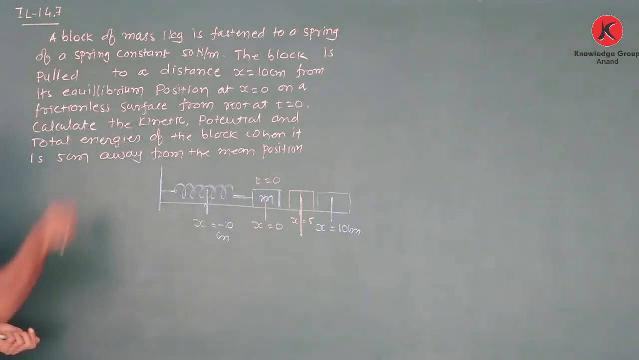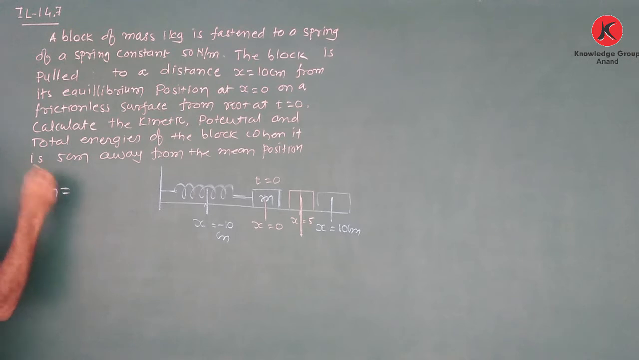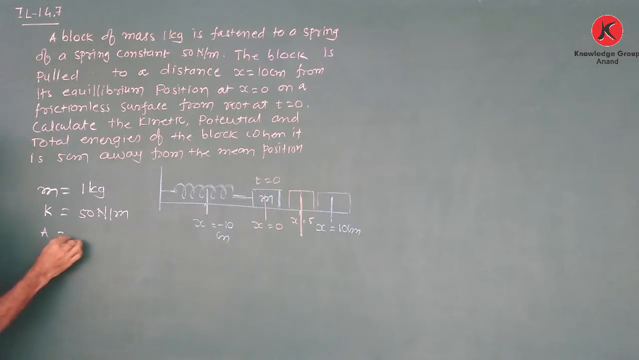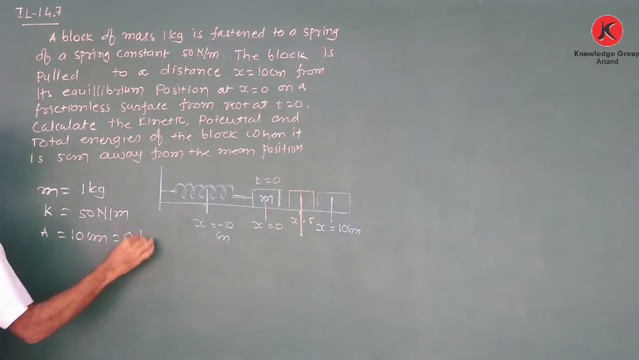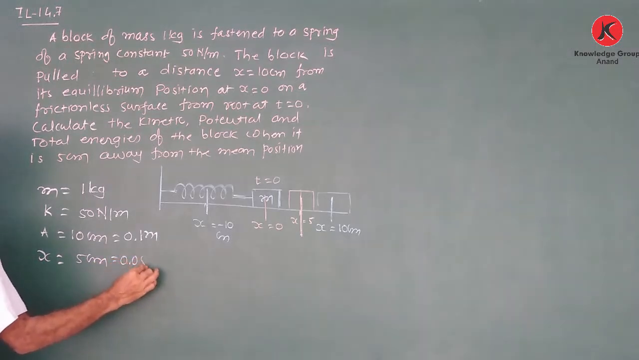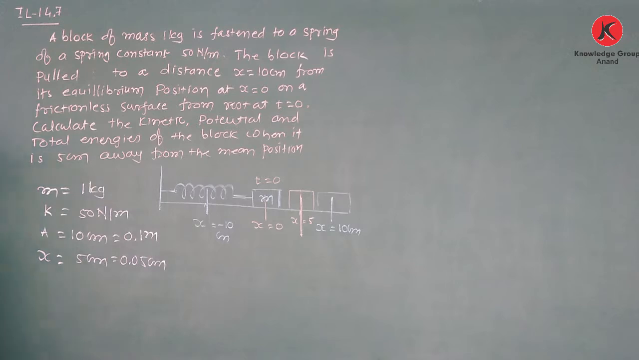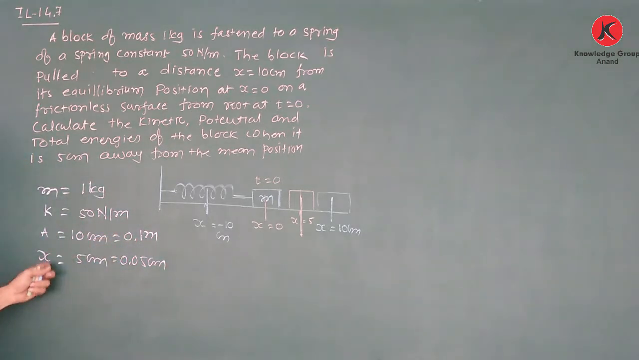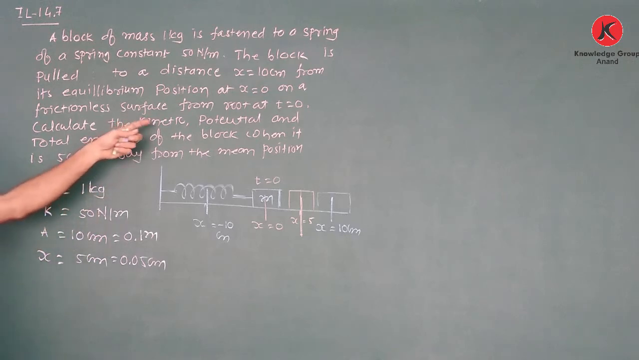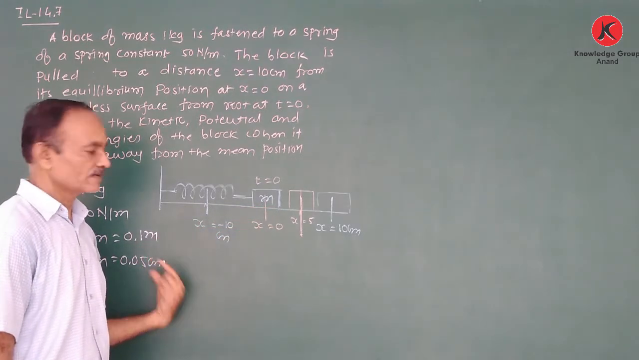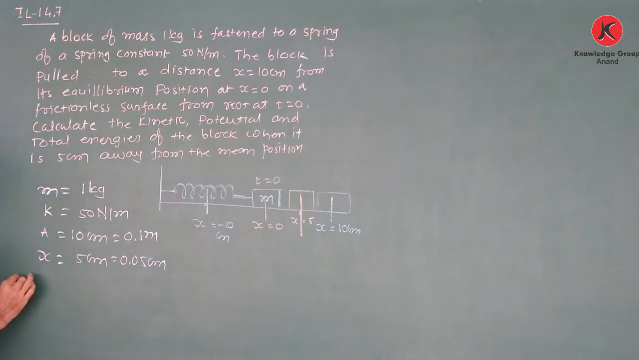Right? So, what is given first? The mass of the block, M is equal to 1 kg. Spring constant, K is given as 50 Newton per meter. Amplitude is 10 centimeters, equal to 0.1 meter. And distance from the mean position is 5 centimeter, that means 0.05 meter. To find out the potential energy and kinetic energy, we require the angular frequency and also the displacement x. And to do that, first we calculate the angular frequency of the block.